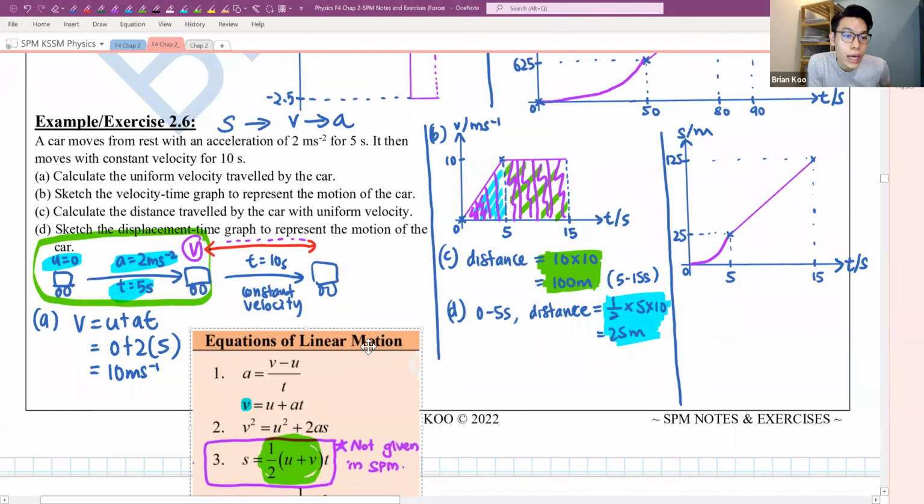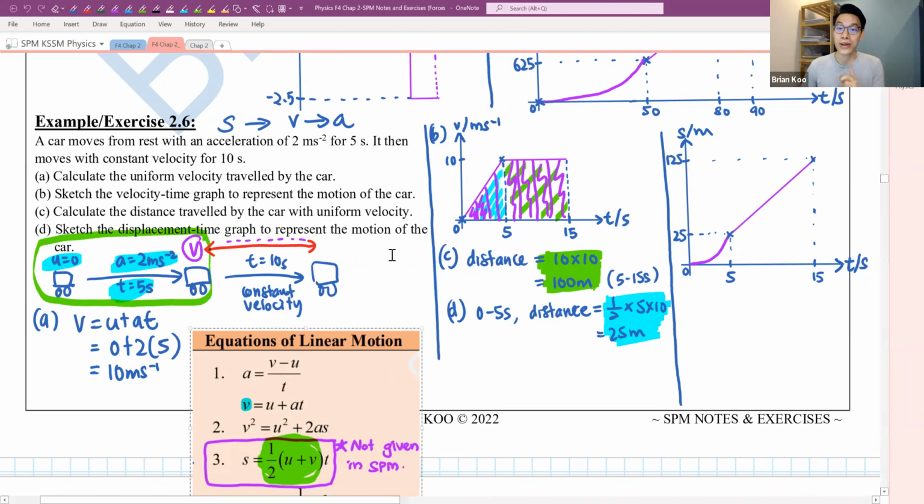So Kiruna asked whether the curve line is only for the displacement graph. If they ask you to draw, then yes, the curve is usually only for the displacement graph. Because if you have a curve line with a velocity graph, it means that your acceleration keeps on changing. But we never really learned how to draw that. It's not really covered in your syllabus. So if they ask you to draw, they won't.